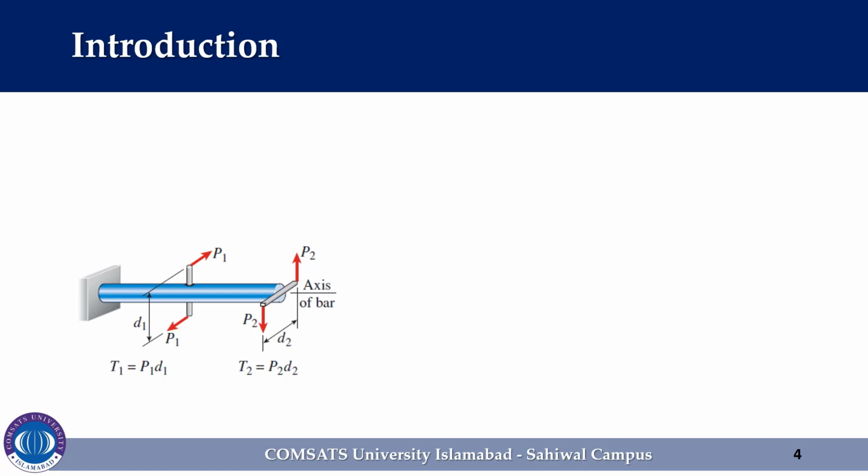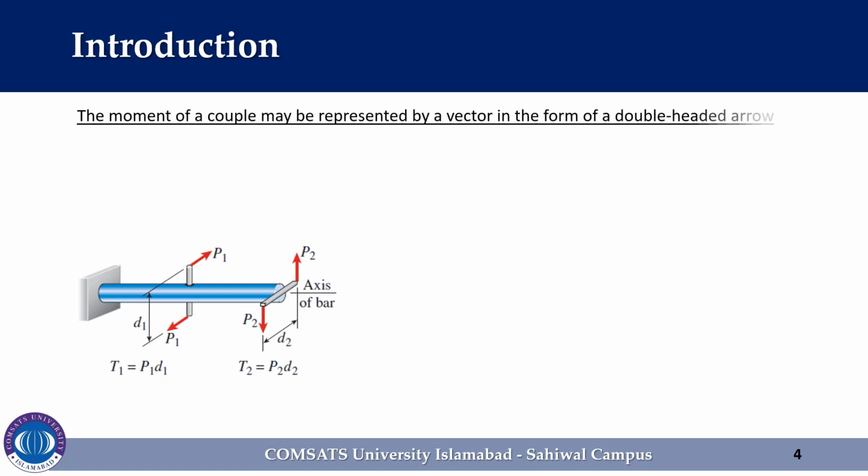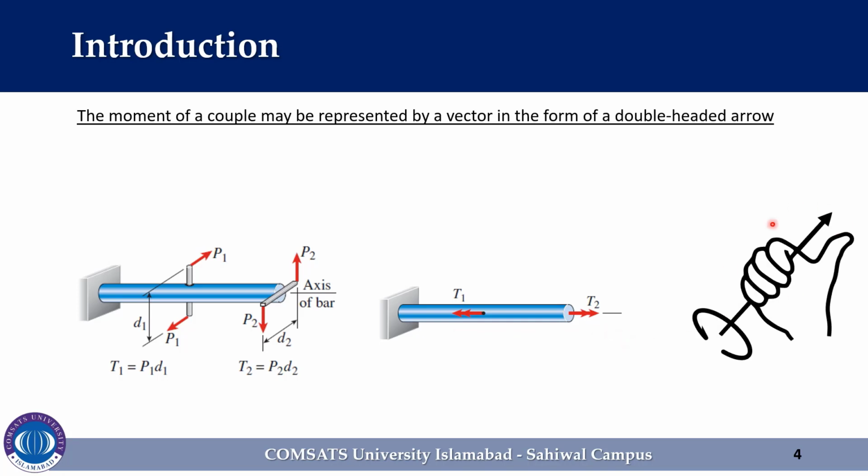The moment of a couple may be represented by a vector in the form of a double-headed arrow. The arrow is perpendicular to the plane containing the couple, and therefore in this case both arrows are perpendicular to the axis of the bar. The direction or sense of the moment is indicated by the right-hand rule for moment vectors. Namely, using your right hand, let your fingers curve in the direction of the moment and then your thumb will point out the direction of the vector.